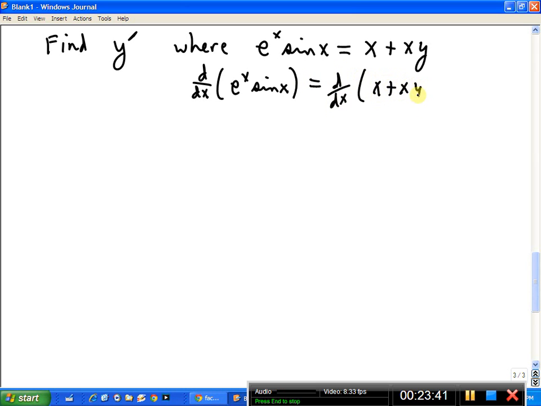So on the left, how do I take the derivative of e to the x sine x? What kind of thing am I dealing with? It's a product. So I have to use the product rule. So I get the first times the derivative, and derivative of sine is cosine, plus the second, sine x, times the derivative of the first, which is, of course, e to the x. So that takes care of the left side. What's the derivative of the right? The derivative of this thing, x, is 1, no problem.